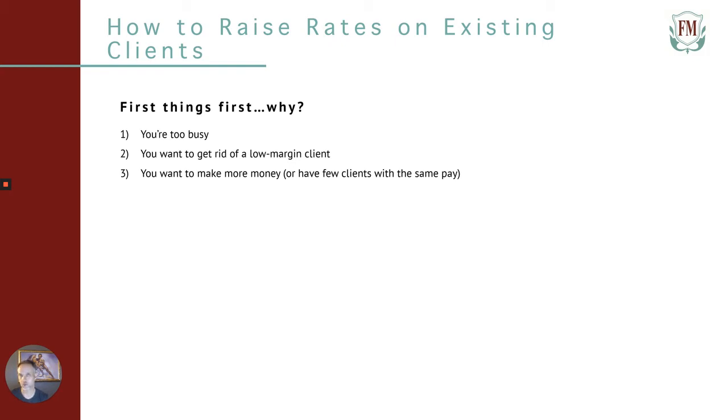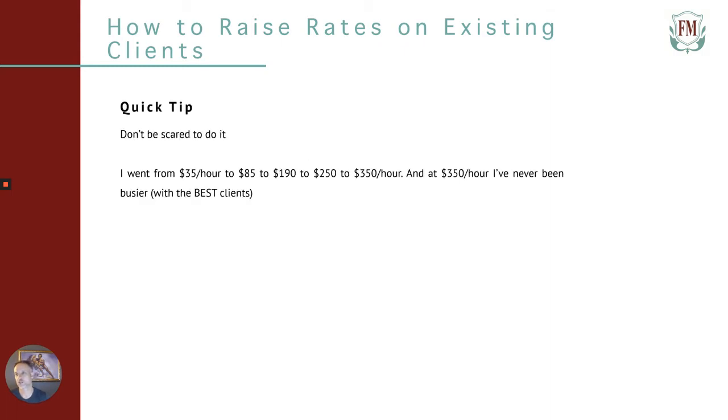You want to have fewer clients with the same pay. So maybe you were doing freelancing full time, but now you want to side hustle. Maybe you found a job, maybe you had a child and you just can't focus on freelancing full time, but you want to keep that same pay. Well, you can go down from 10 clients to 3 clients and just charge more of those 3 best clients and make pretty much the same amount of money or more. So those are the reasons. So here's a quick tip.